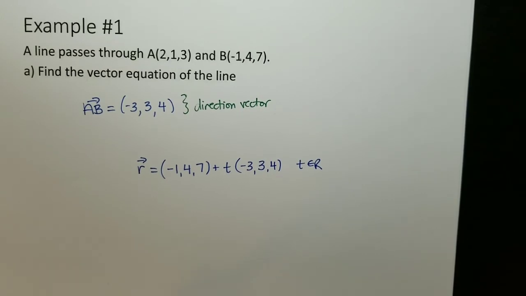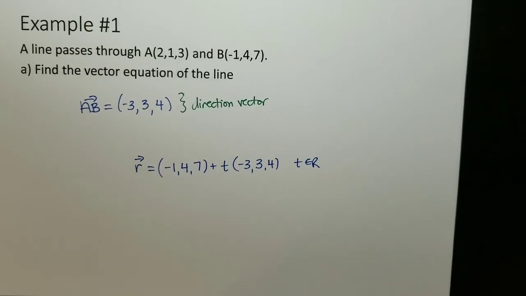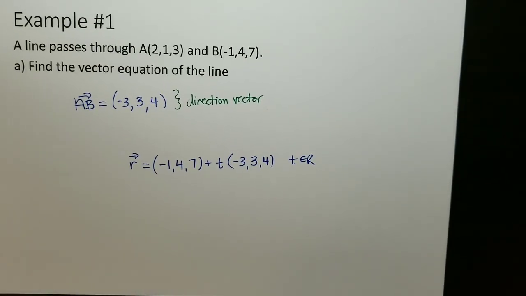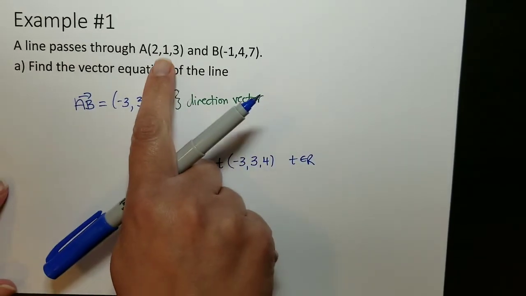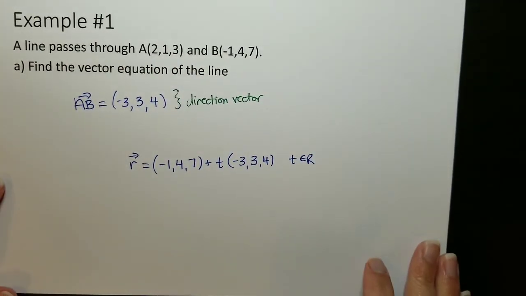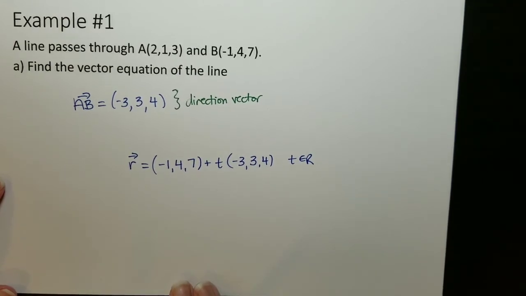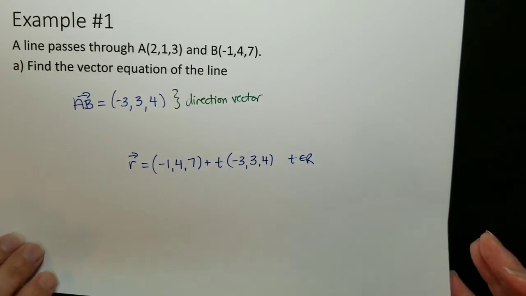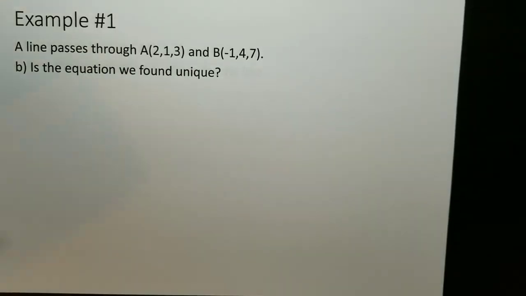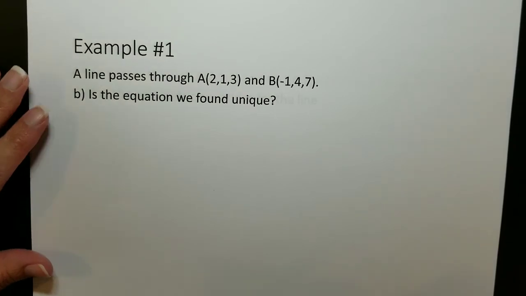Again, this is not unique. I will ask that on a test you don't do a ton of work to find some other random point just to make my life harder. But you pick point A, you pick point B, it doesn't matter. There's an infinite number of possible correct vector equations for any line. And here we go, no, it is not unique.